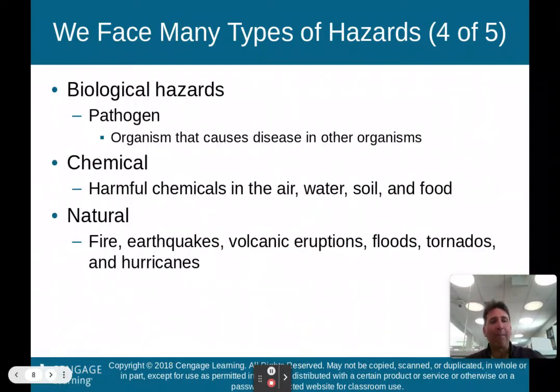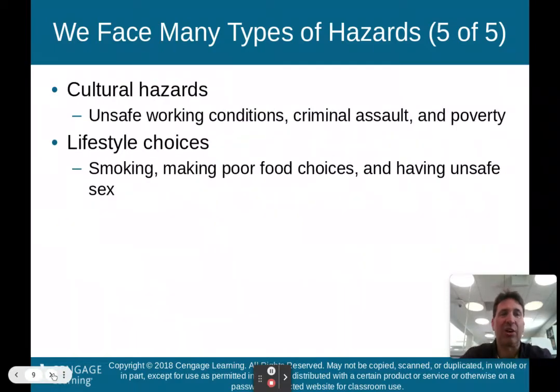All right, so what are biological hazards? Well, they're basically pathogens, right? Organisms that cause disease in other organisms. That's a biological hazard. A chemical hazard are harmful chemicals in the air, water, soil, or food that we may ingest or breathe or drink. Natural hazards are going to be created by nature: fire, earthquakes, volcanic eruptions, floods, tornadoes, hurricanes, etc.